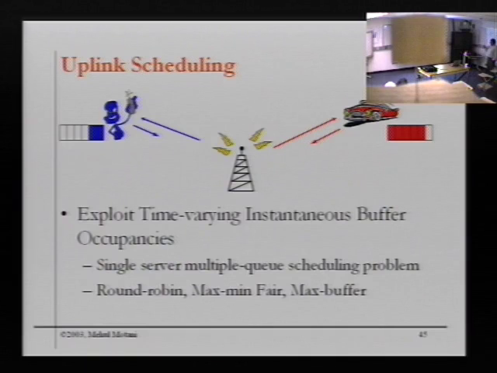Can we exploit this to increase some performance measure? Essentially this is a single server, multiple queue schedule control problem, because I have my base station being my single server and I have multiple queues. Initially we're going to look at three schemes: round robin, and max-min, which maximizes the minimum that any user gets.